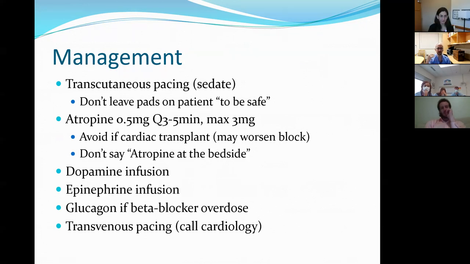So in general, the management is, if it's an acute issue and it's a code type setting, you're going to be doing transcutaneous pacing.